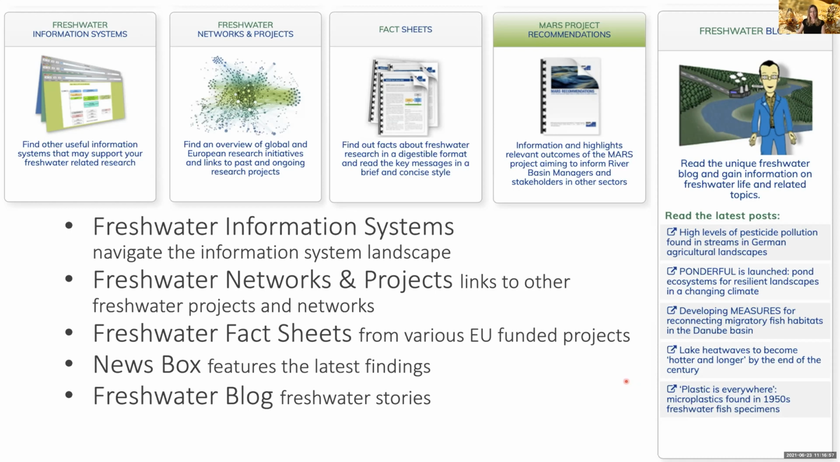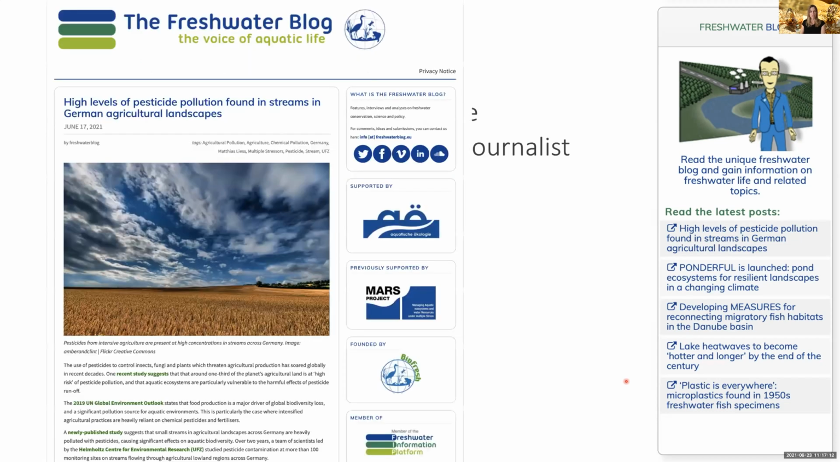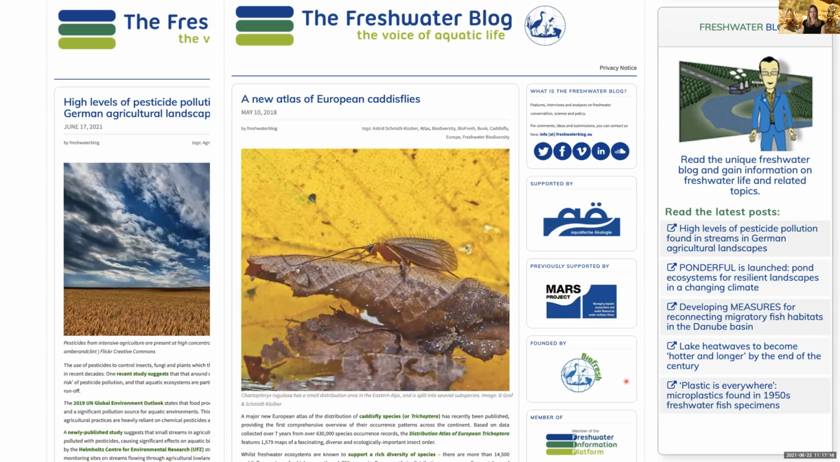And the last box is the freshwater blog. The freshwater blog features freshwater news on a regular basis, and it is written by a professional science journalist. So this is, for example, the latest blog post about pesticides, and this is a picture about our blog post about the European caddisfly atlas.